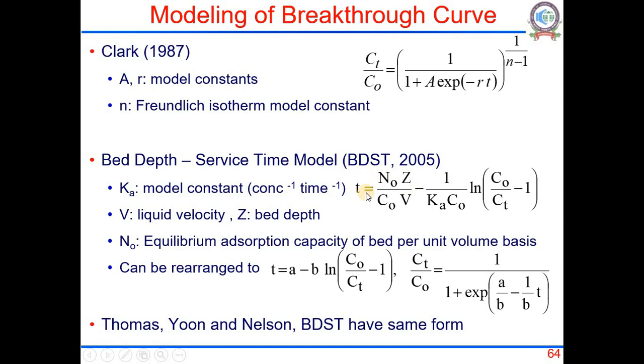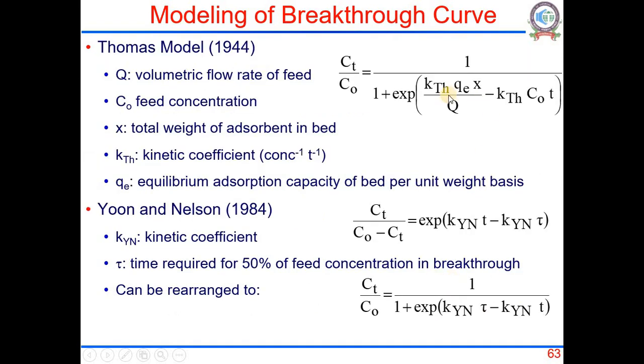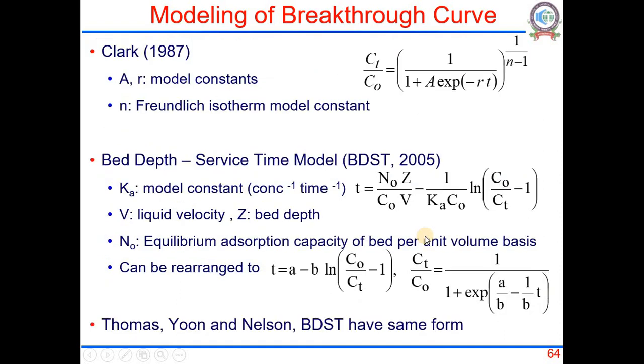So again, this expression, if you rearrange, we can rearrange it in terms of CT divided by C0 would be 1 divided by 1 plus e raised to this parameter. Now you can compare that this model and these two models, they give the same expression. So they are not really very different models. The expression is the same. It's just the physical meaning is slightly different, but each one of them contains a kinetic parameter. Each one of them contains a time term.